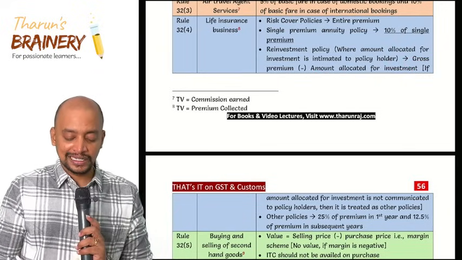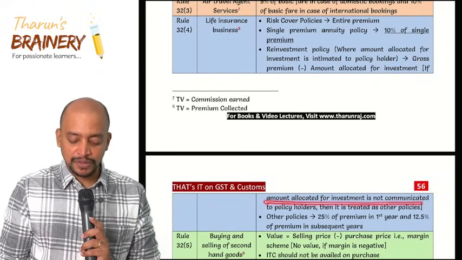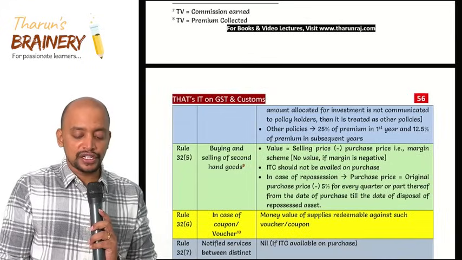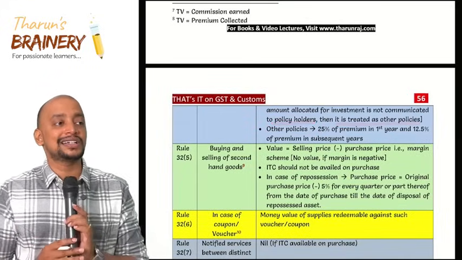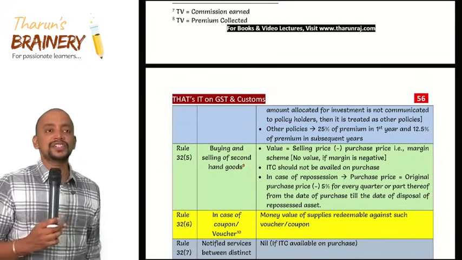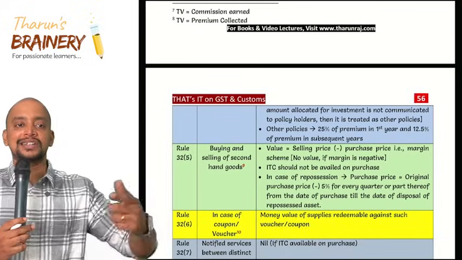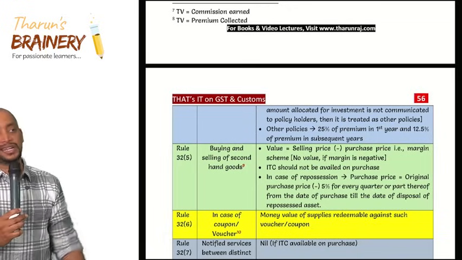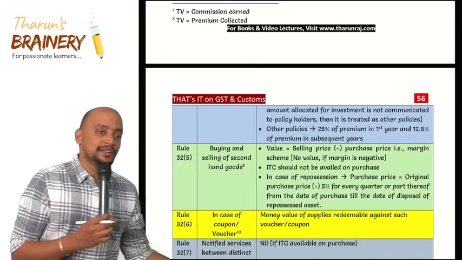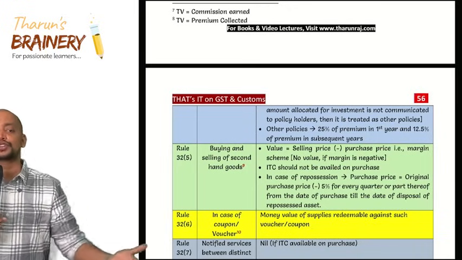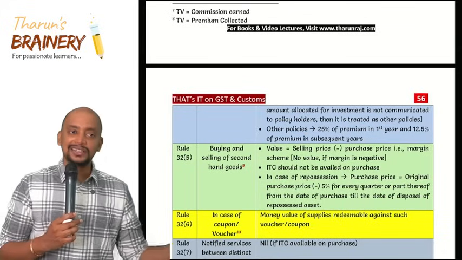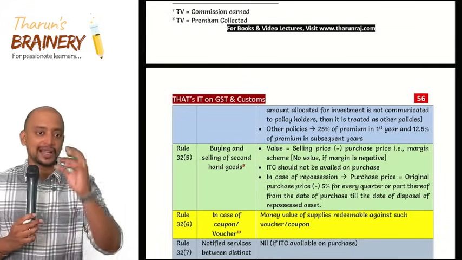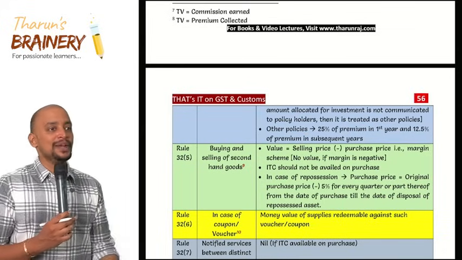But there is a condition that if the amount allocated for investment is not communicated to policyholders, then it is treated as other policies. So for a reinvestment policy, we should communicate, sir, whatever premium you give, 90% we are investing in the equity market, 30% we are investing in the debt market, like that. Some ratio needs to be communicated to them. So only then will it be called a reinvestment policy. Otherwise, it will be other policies.